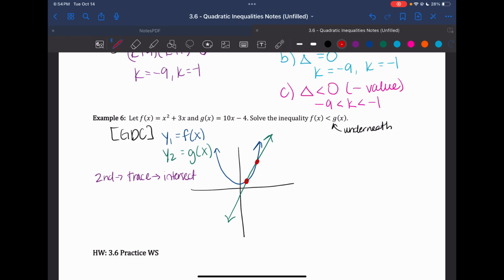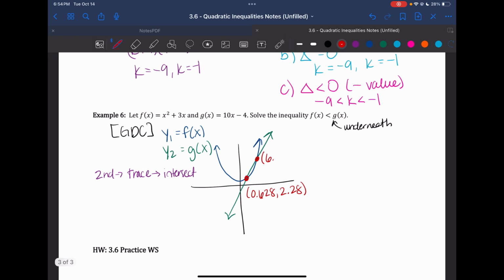So the left coordinate point is at 0.628, comma 2.28 with 3 sig fig rounding. The second one is at 6.37, comma 59.7. Now we're not just going to write down those 2 points. We're going to actually tell which values for x were underneath. So we'll need the x values for this problem here and here.